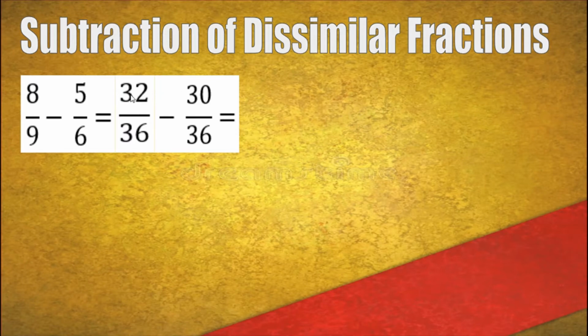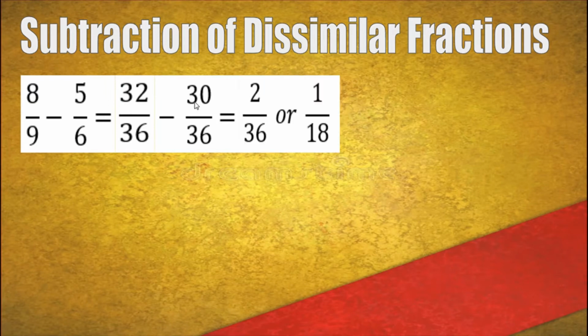Okay, so this time, since they are now similar fractions, we can now subtract them. Just copy the denominator 36 and subtract 32 minus 30. The answer here is 2. So 2 over 36, or we can simplify 2 over 36 by dividing by 2. What number can divide 2 and 36? The answer is 2. 2 divided by 2, the answer is 1. 36 divided by 2, the answer is 18.